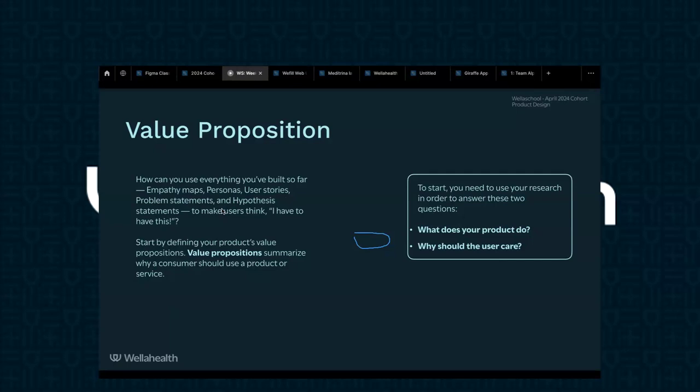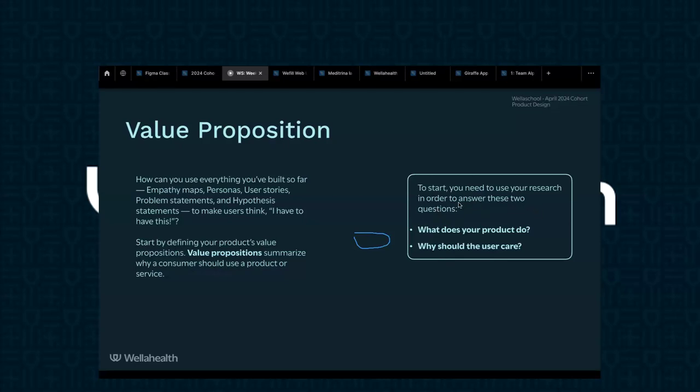If we provide a solution to this problem, this is the value that it's going to bring to the user. You don't have a solution yet, but you know that if you solve this problem for them, this is the value that they're going to get when that problem is solved for them. So in order to do this, you have to start by defining the product value proposition. So a value proposition summarizes why a user would use a product or service.